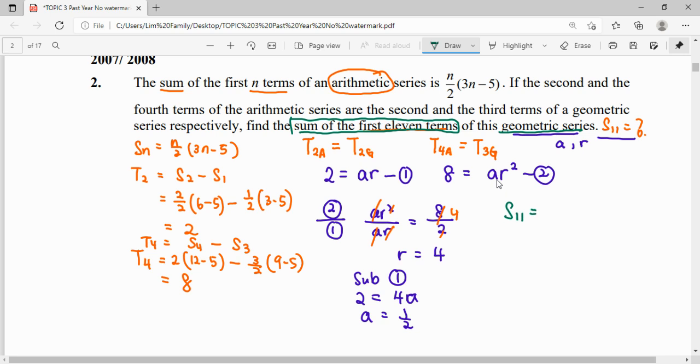Our formula will be equal to A. We'll look at the R. Since R is bigger than 1, we will take the formula R to the power n minus 1, divided by R minus 1. So we plug in our values here: 1 over 2, where R is 4, power n is 11, divided by 4 minus 1. So this one we can press on our calculator straight away.